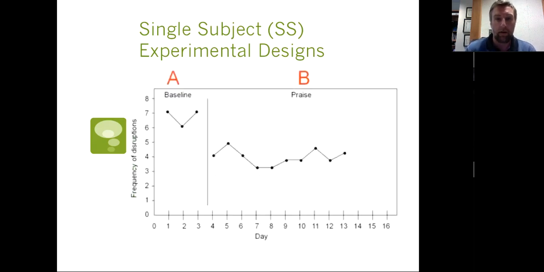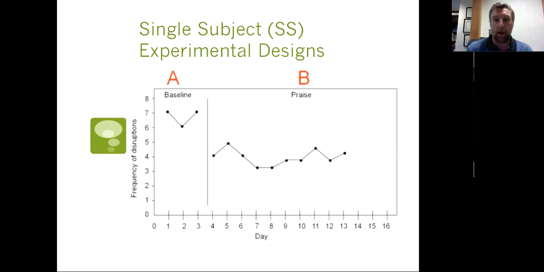So, all right, here we've got A, the baseline, right? On the first day, this child had maybe 7 disruptions in class. And then they had 6, and then they had 7, okay? So we have a nice, consistent baseline. You want to always do at least 3 baseline measures, and then you start therapy. The therapy in this case is just praising. So they praise the child for good behavior, and it immediately dropped down.